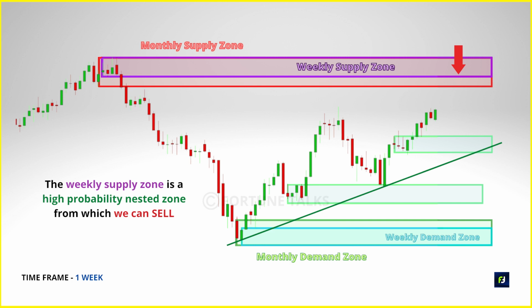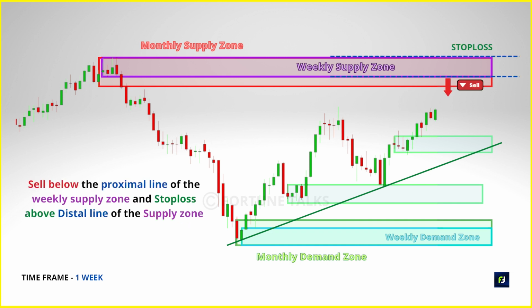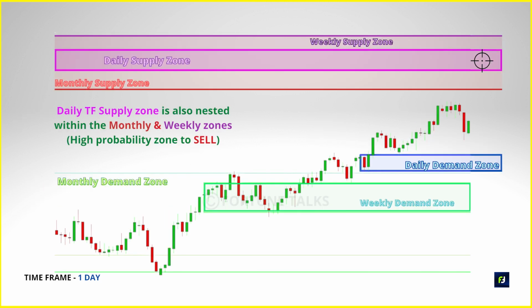So in order to sell, we can either use the weekly chart or use an even lower time frame like the daily to find a suitable entry zone. So if the weekly zone is obvious, as in this example, we can just stop our analysis here and place our entry right at the proximal line of the weekly supply zone. But if the weekly supply zone gives us a larger stop loss that we cannot handle, or if the zone is not giving us a clear entry point, then moving down to a lower time frame is the ideal thing to do.